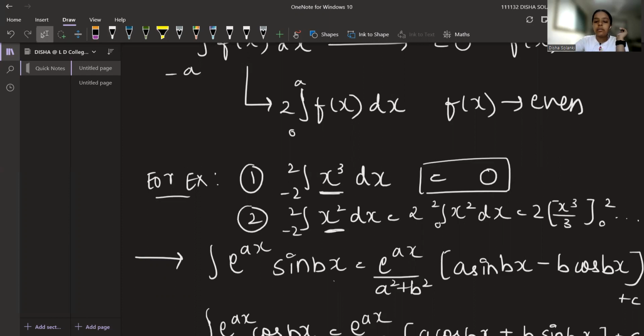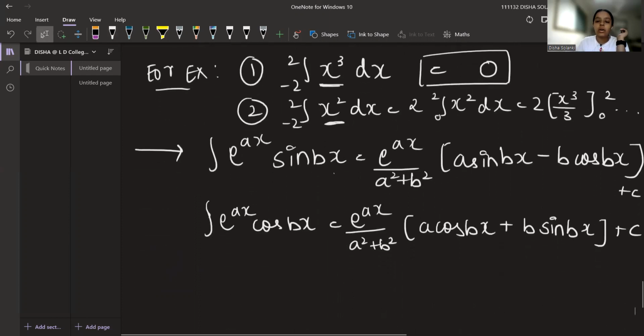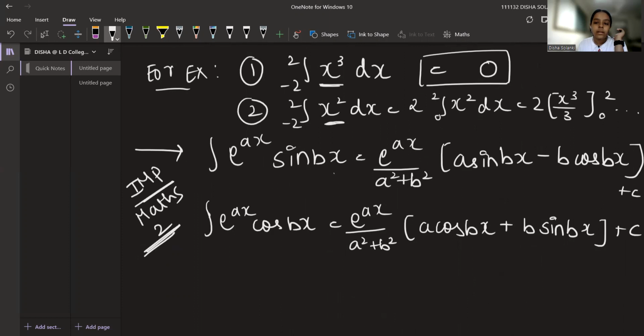And the remaining formulas, which are very important for you and will be more important in your exam also. So learn it properly, which is integration of e power ax sin bx equals e power ax upon a square plus b square into a sin bx minus b cos bx plus c. Here we didn't write the dx as we all know already.